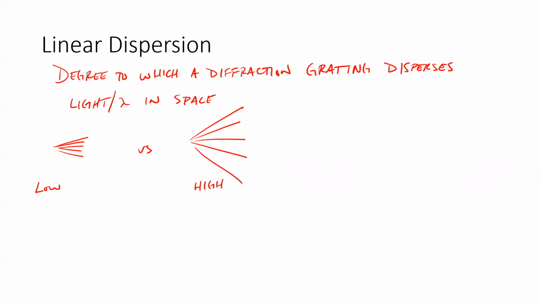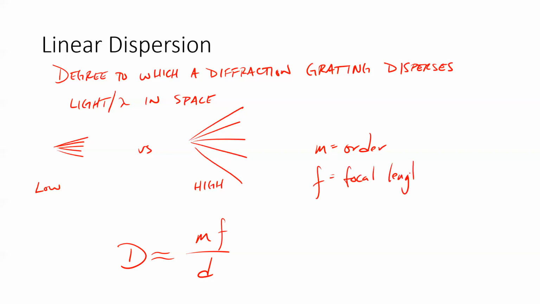This math is a little tricky because the rays are sent out in this radial pattern, but they're all hitting a flat surface, and so some rays are traveling a bit farther than others. The math is a little in depth, but our book has an approximation that's pretty good. And so this linear dispersion D is about equal to the order M times F, where F is the focal length of that monochromator, divided by D, that spacing. So again, M is the order, F is the focal length, and D is that groove spacing. Okay.